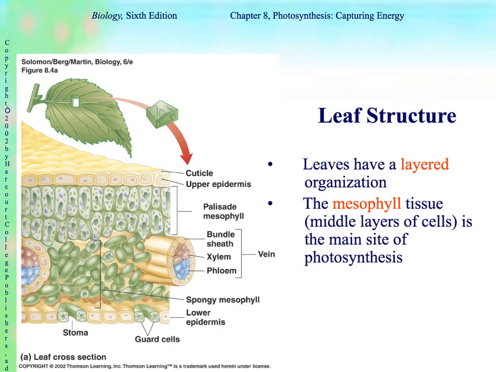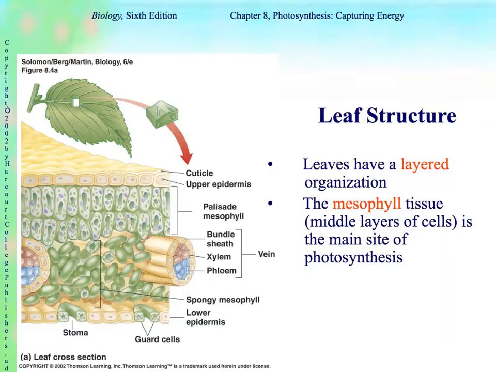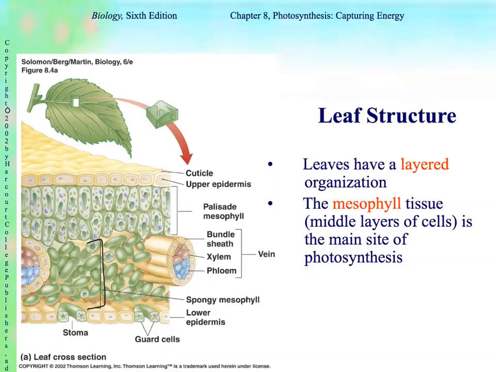Okay, so before we can go more into that concept, we need to get into the leaf structure a little bit. This is a picture of a leaf. Leaves have a layered organization, and you can see there's a mesophyll, which is a middle layer of cells right here, right there. That's the main site of photosynthesis, because that's where all the chloroplasts are.